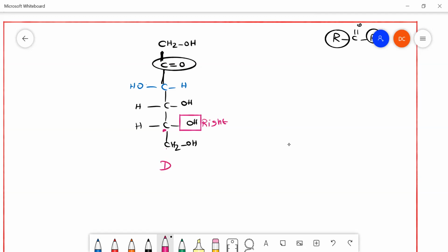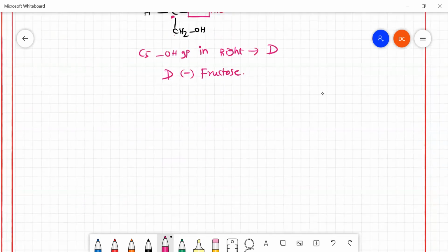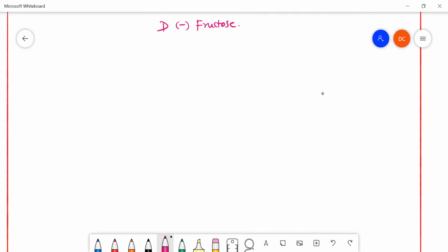Then if C5 has the OH group on the right side, that's what is called a D sugar. Okay. What about the minus? What does the minus say? It's levorotatory. Here also it is available in two forms, alpha as well as beta forms.